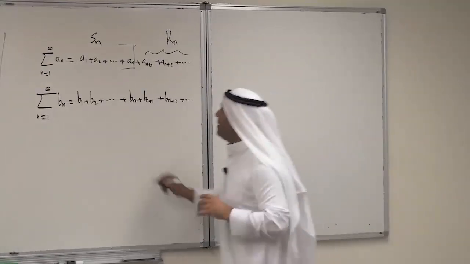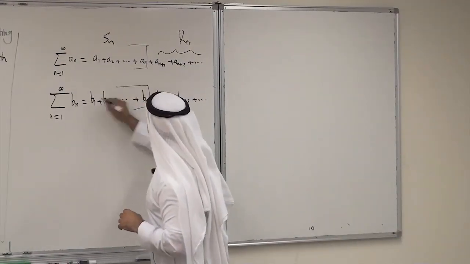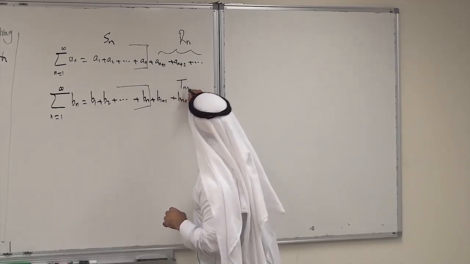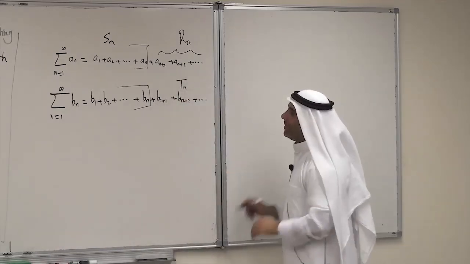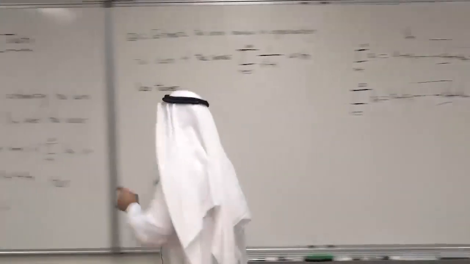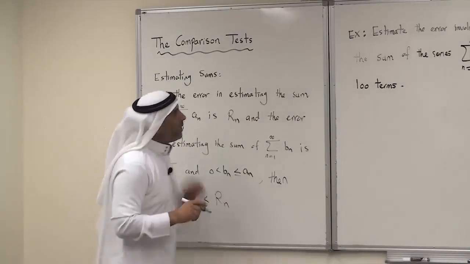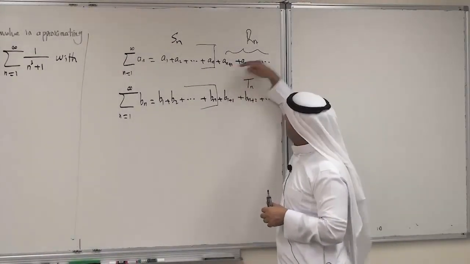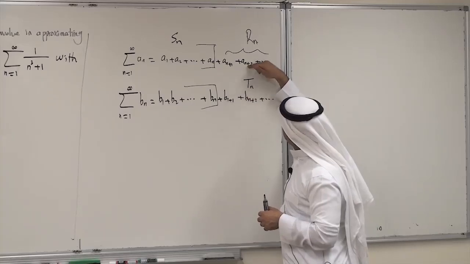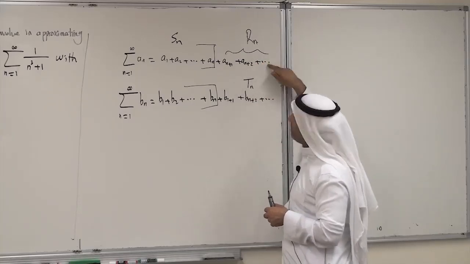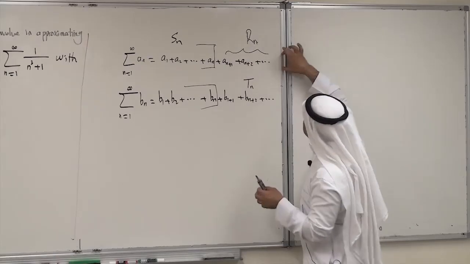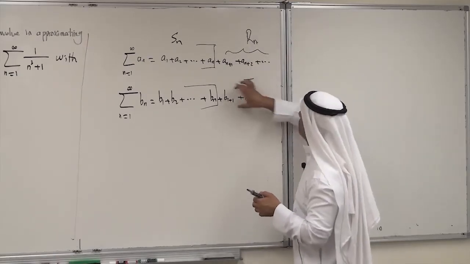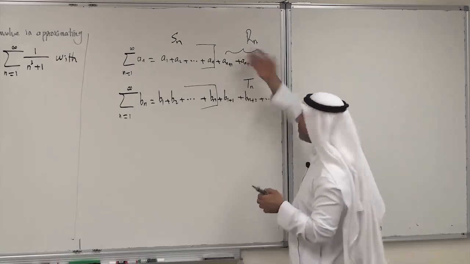Similarly, if you estimate the sum here by taking the first n elements, this is your estimate, and of course this will be your Tn. But we know that Bn is always less than or equal to An, meaning Bn plus 1 is less than or equal to An plus 1, Bn plus 2 is less than or equal to An plus 2, Bn plus 3 is less than An plus 3. So if you are adding these terms and these terms, and term-wise this is smaller, of course the summation is also smaller.